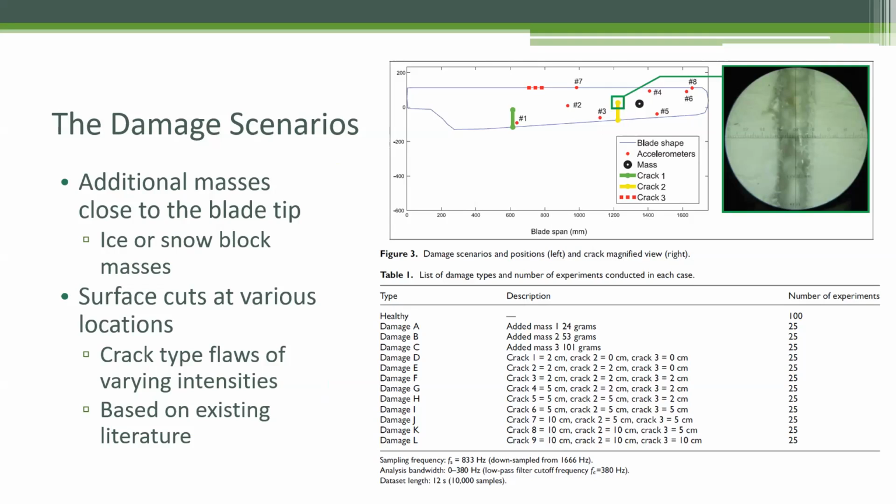For the damage scenarios, artificial damage was placed in positions and types as shown in figure 3. The damage scenarios included masses that may accelerate fatigue accumulation and surface cuts at various locations to examine crack type flaws based on existing literature. Table 1 summarizes the damage type, description, and number of experiments completed for this investigation.